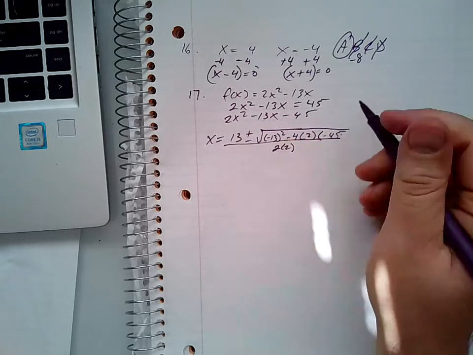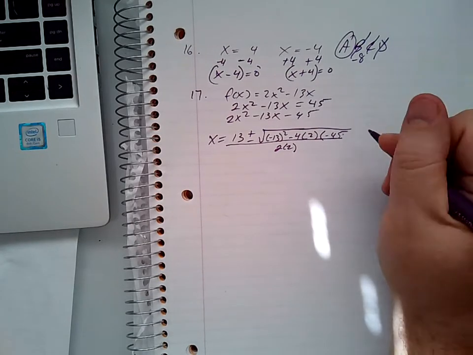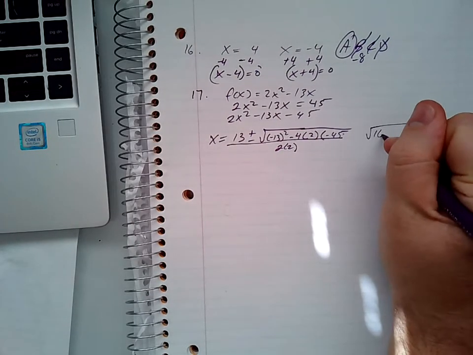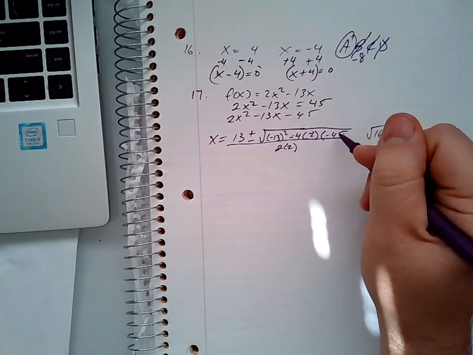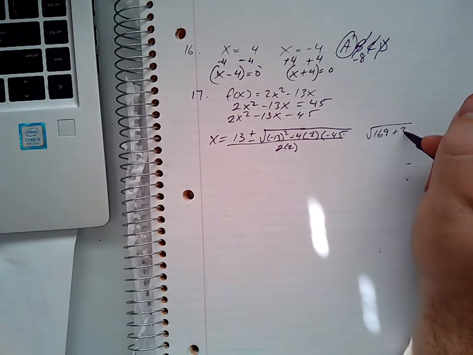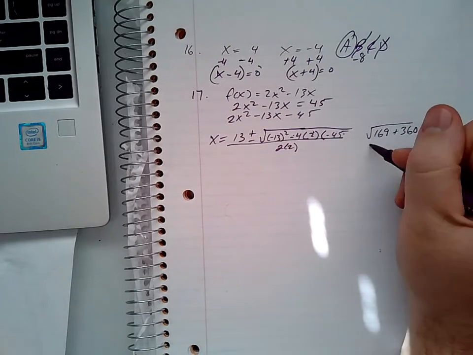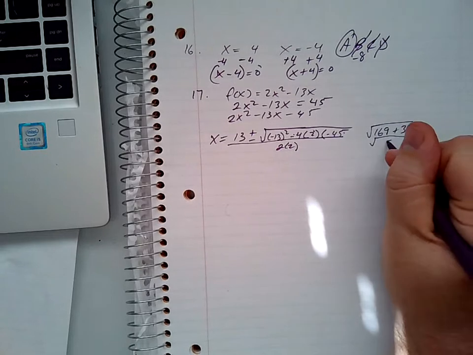So what is this out here? I know that 13 squared is 169, so I have the square root of 169. And then negative 4 times 2 is negative 8, and negative 8 times negative 45 is going to give me 360. So plus 360. Whenever I add those two together, I'm going to get 529.